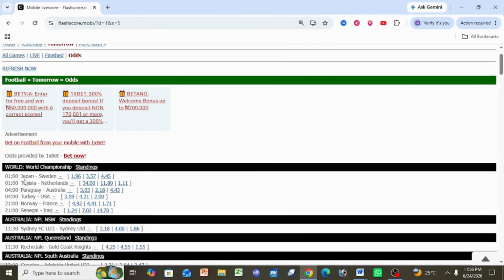I have done more of the analysis, and when I did the analysis of Japan and Sweden, the gap I got from the 0-0 correct score was 5.3. That was the margin I got from the 0-0 correct score. Now I've told you in the previous video that anywhere you see a margin above 4 points, that is telling you that the game is actually going to happen.